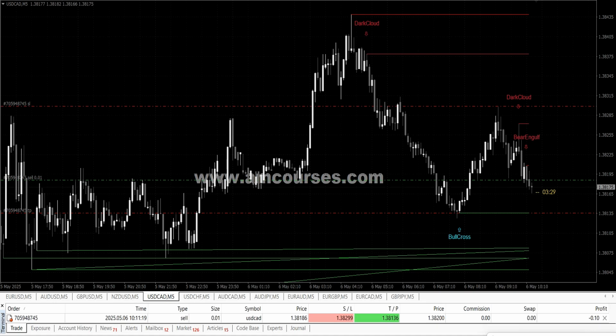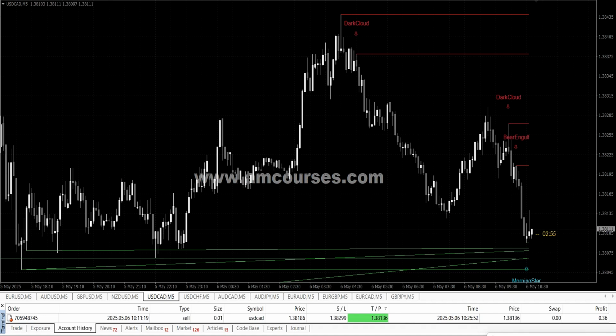Here's how to use this setup effectively. For a sell trade, wait for price to reach or reverse from a resistance level. Then check if a bearish candlestick pattern appears, like bear engulfing or dark cloud. If yes, place a sell trade, stop loss just above the previous high, take profit at the next support level.